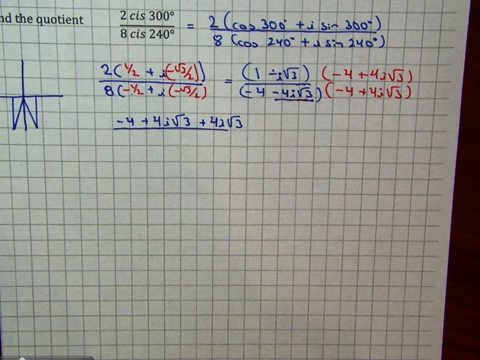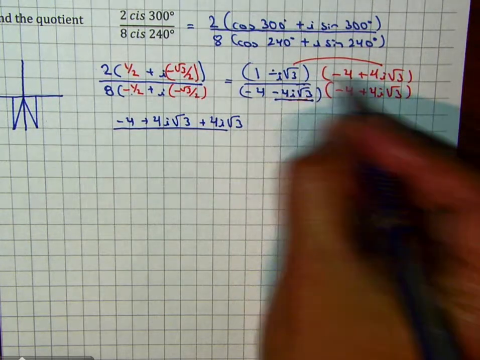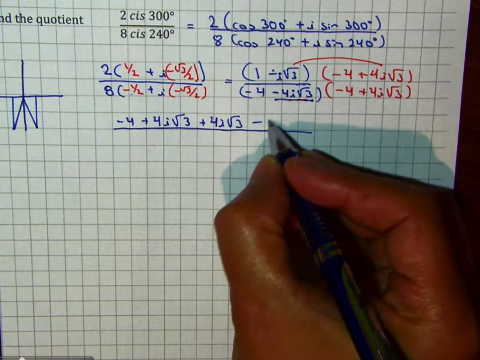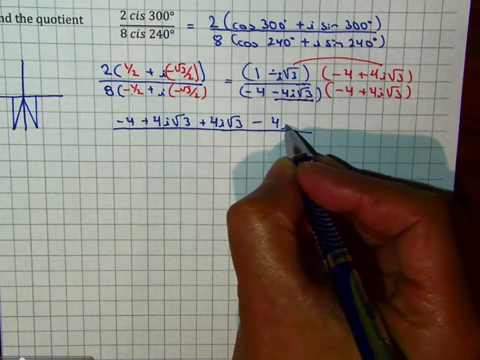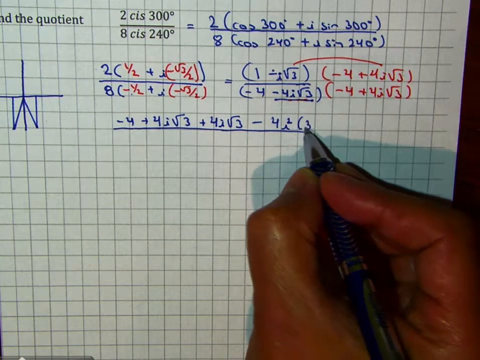And now I'm going to multiply. Negative times a positive is a negative. I have a 4. i times i is i squared. And square root of 3 times square root of 3 will be square root of 9, which is just 3.